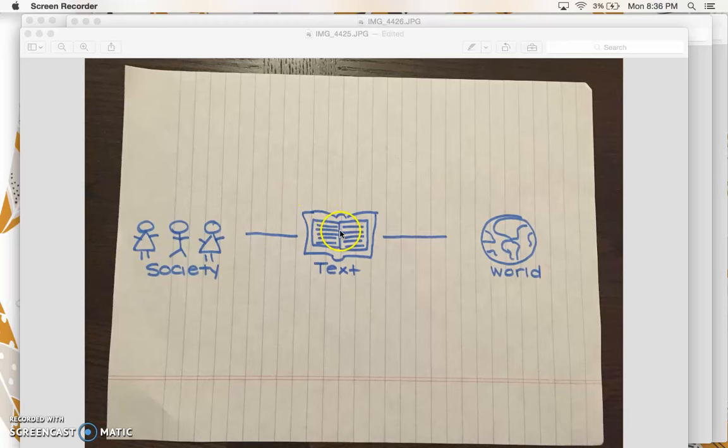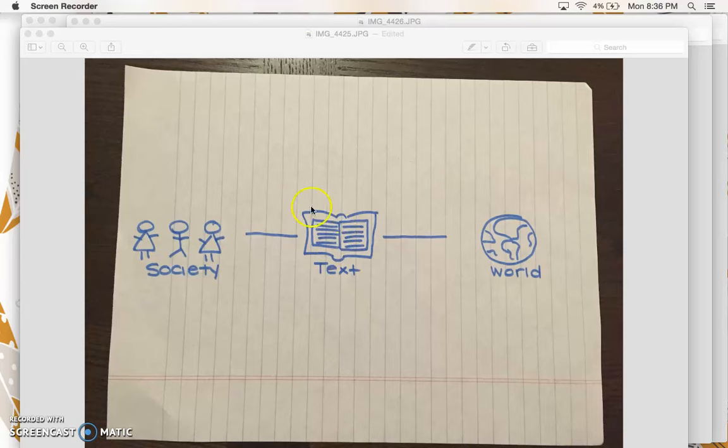In your notebook, please draw the picture of the book with the word text, the two branches, the picture of the world with the label world, and a picture of people with the label society. These three pictures will identify sources of meaning when you read.